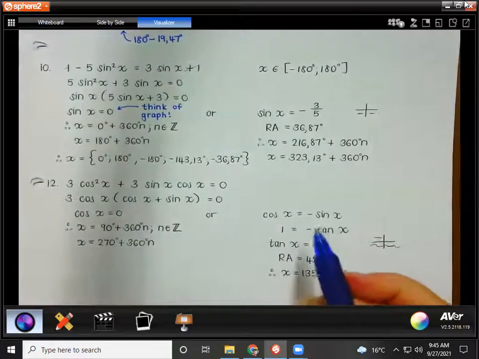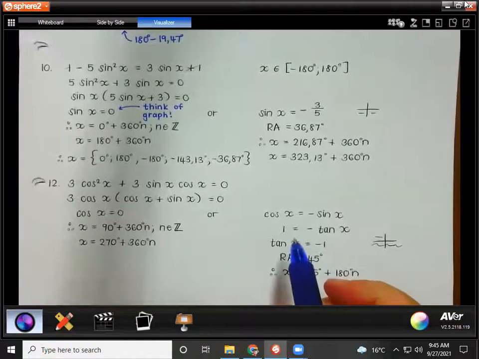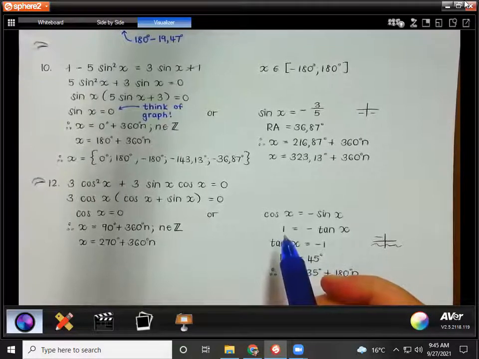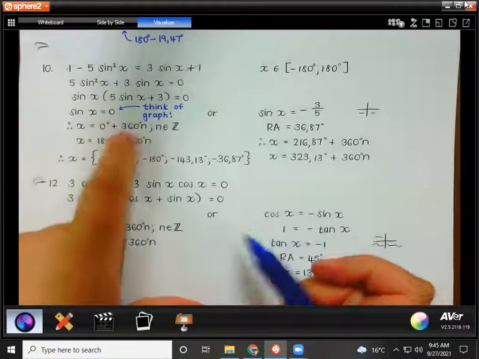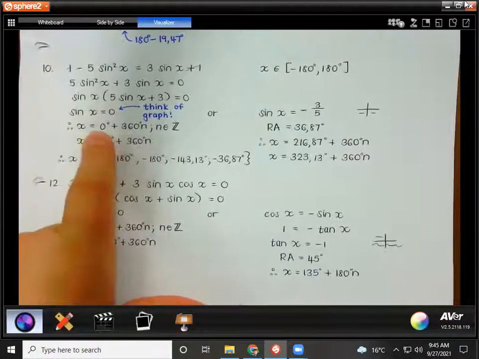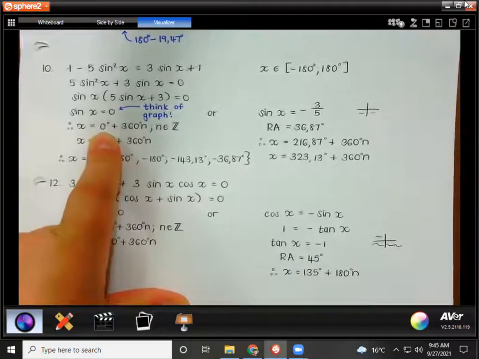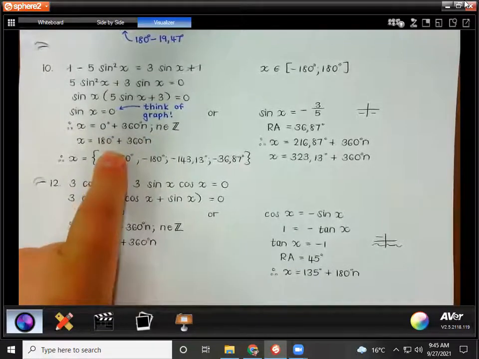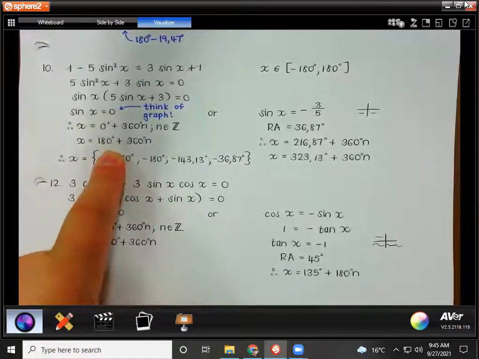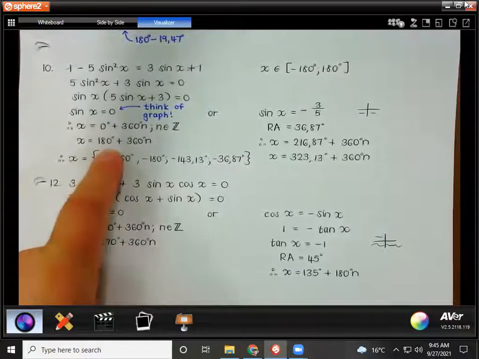Now we need to think of the graph of y equals sine x. We just spoke about that one. We need to find x values where that graph is equal to 0. Now we know that it starts at 0, it starts at the origin. So do you guys understand where this first one is coming from? Where is sine x equal to 0? At 0, at the origin, and then every 360 degrees after that. So that's the first one. But also remember, it starts at 0, goes up to 1 at 90, then it's back to 0 at 180. So that's where the second one comes from.